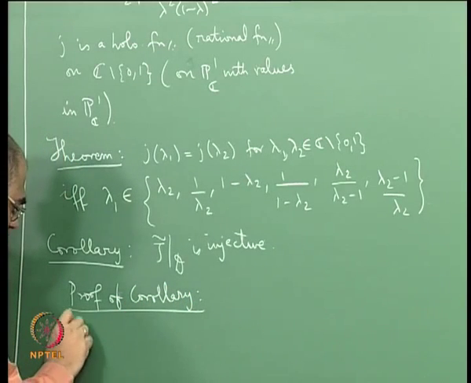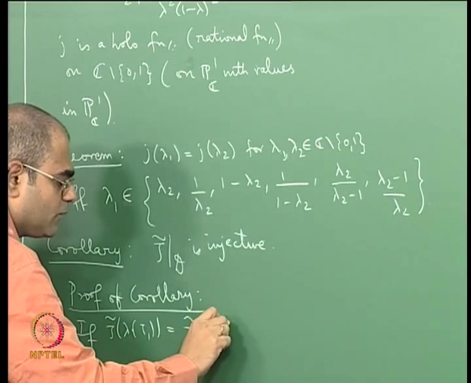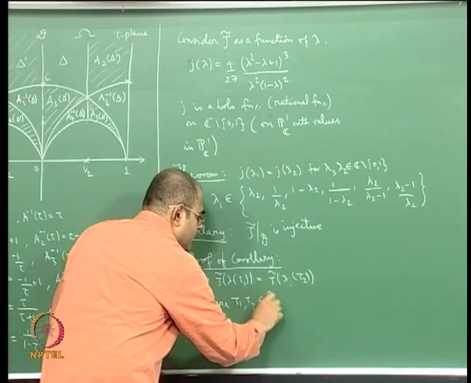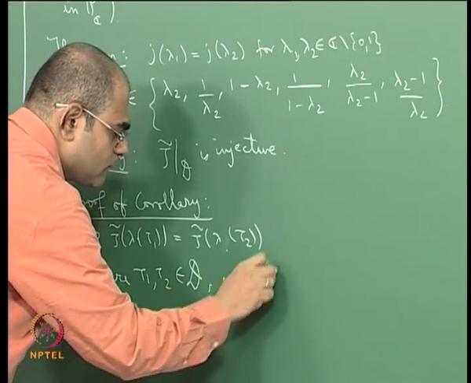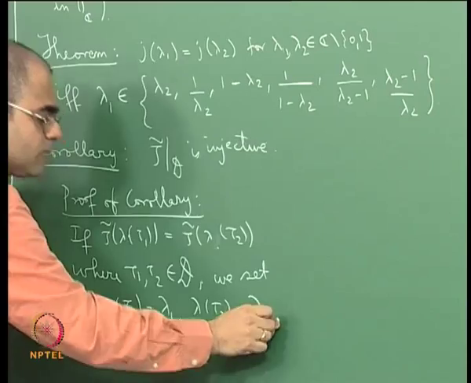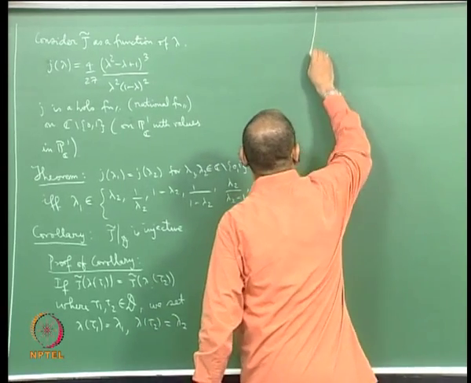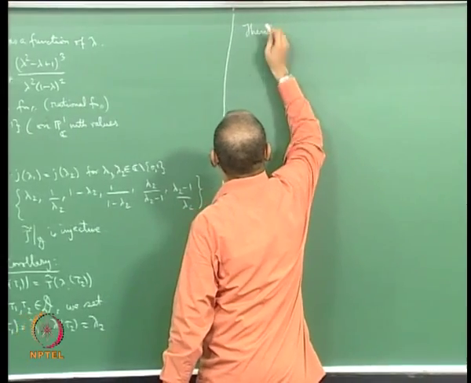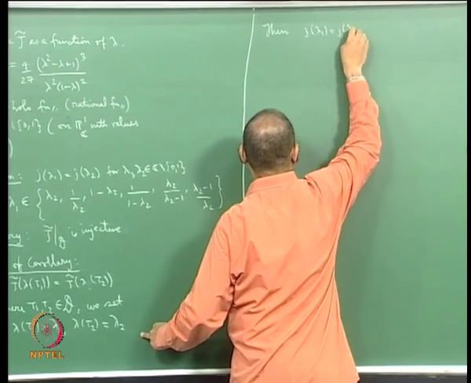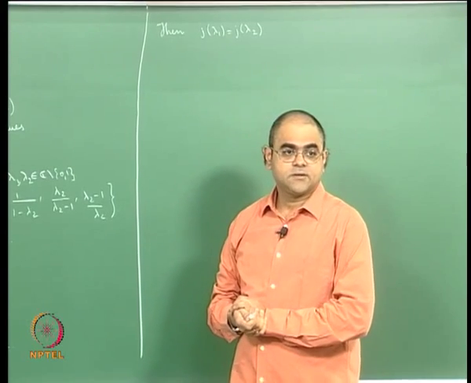See, if J tilde of lambda of tau 1 is equal to J tilde of lambda of tau 2, where tau 1, tau 2 are in script D, we set lambda of tau 1 as lambda 1 and lambda of tau 2 as lambda 2, then what you will get is small j of lambda 1 is equal to small j of lambda 2, because after all small j is just capital J thought of as a function of lambda, okay.